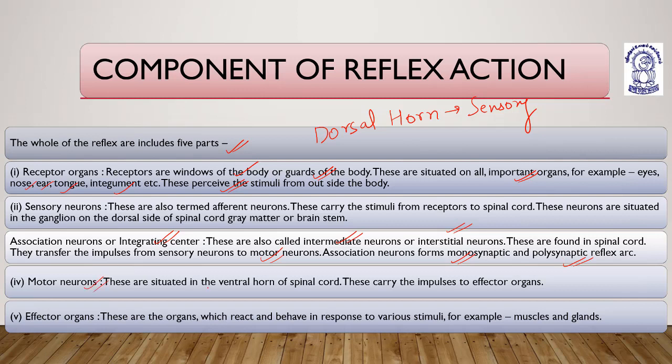Motor neurons. They are situated in the ventral horn of the spinal cord. They carry the impulse to the effector organs. So ventral is motor and dorsal is sensory. Then comes the effector organs. These are the organs which react and behave in response to the various stimuli, for example, muscles and glands.